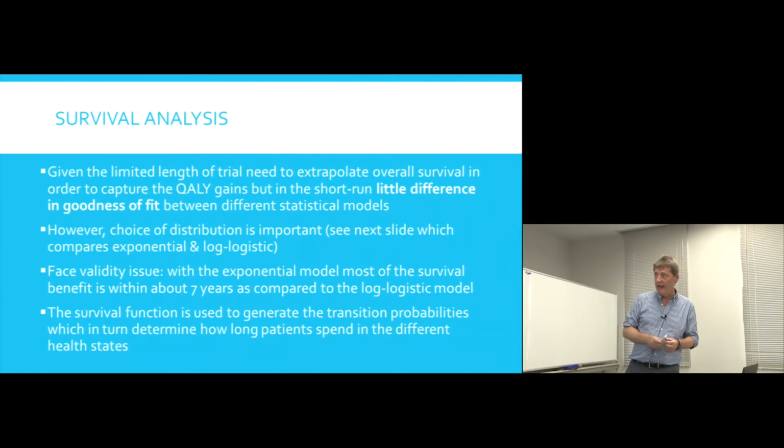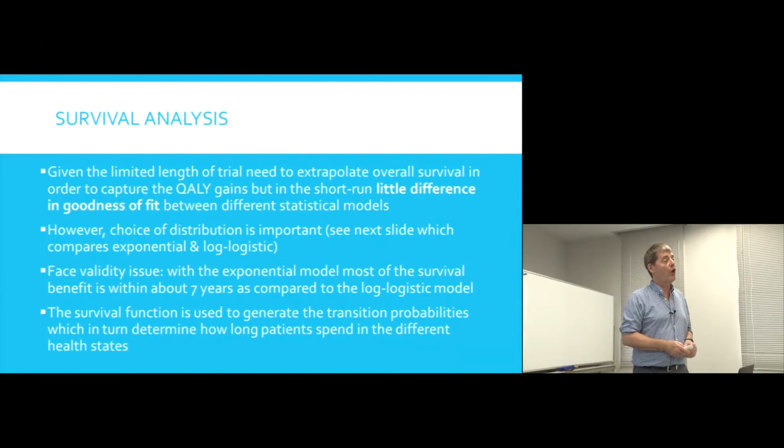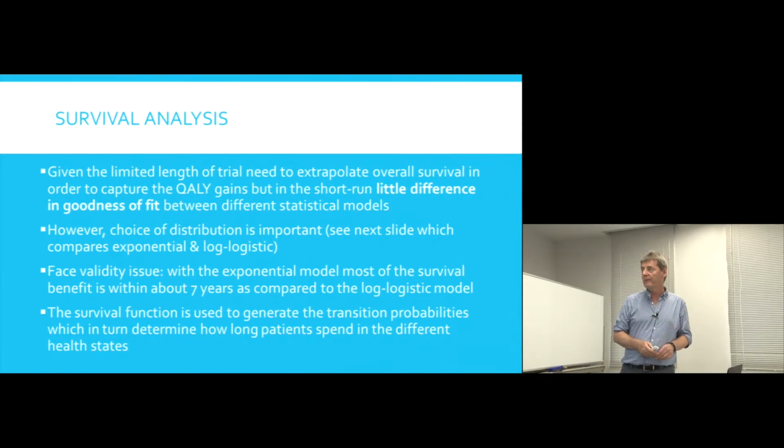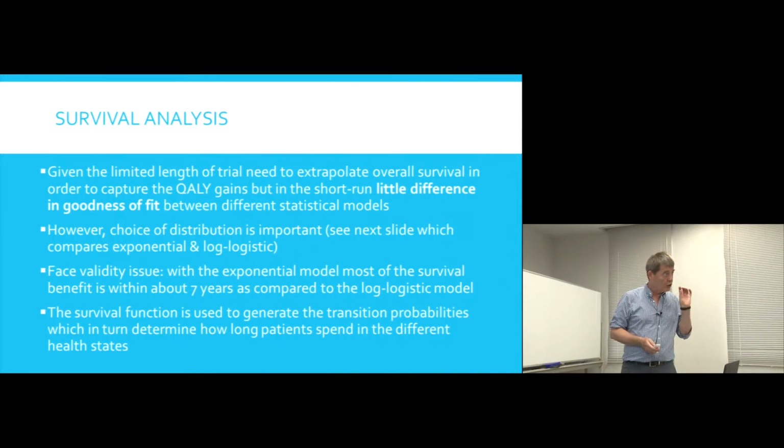And in the next slide, I'm going to compare two different statistical models. One is an exponential model, and the other is what's called a log-logistic model. And the key point is they produce rather different results. So they start with the same data. They start with the trial data, the observation of what happened during the trial to these patients, and then they predict what happens next.